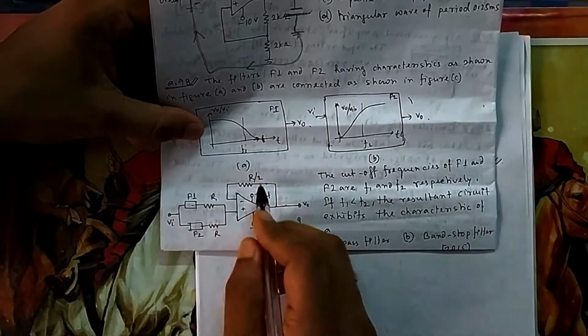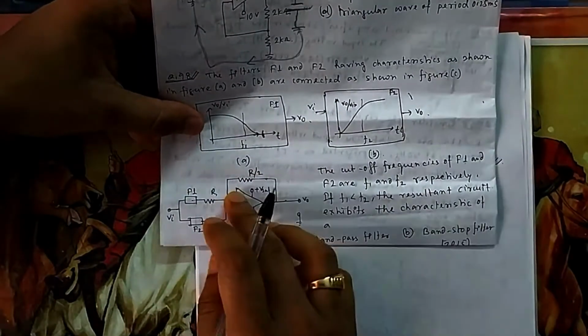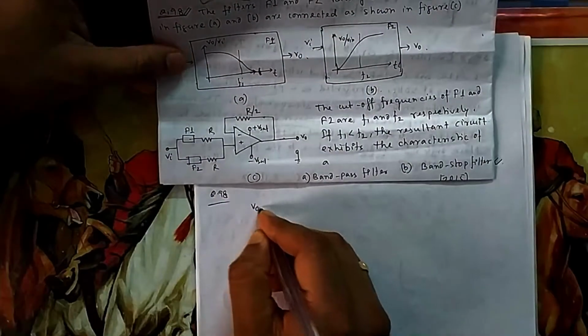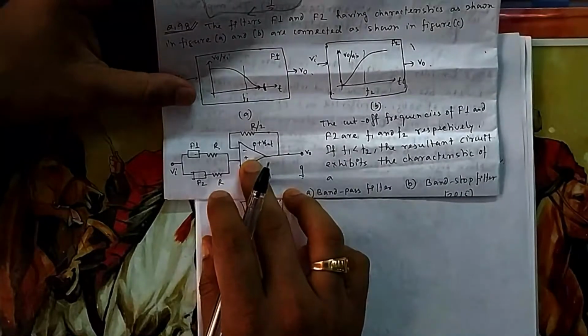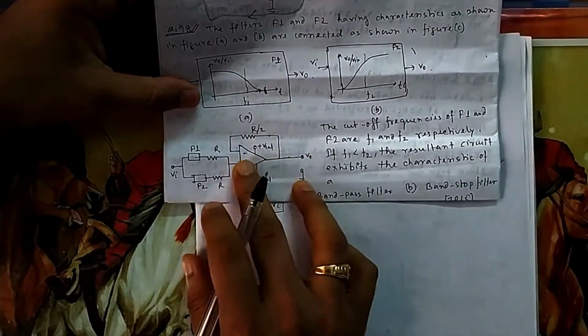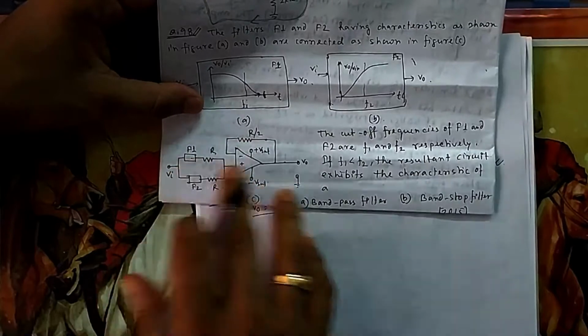So VI minus V0 by R by 2 equal to 0. So V0 equal to VI. So from this circuit it is equal to VI. Whatever you give, it will come directly here, and it will be positive. There is no negative feedback because it is at the non-inverting terminal. So whatever input you get, that will come out.